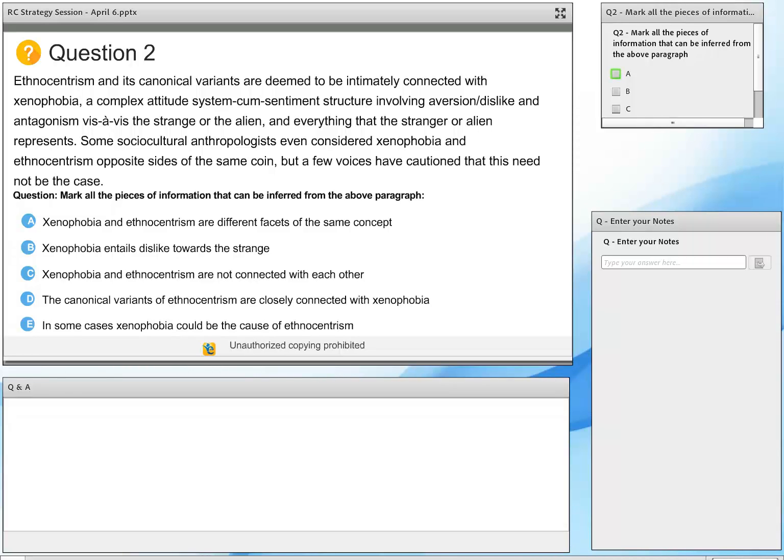An inference is always from the point of view of the author. So understand that, and keeping that in mind, look at the passage to understand who is saying something and whose viewpoint it is. Keep those two things in mind as you solve this question. Take your time, read each statement.